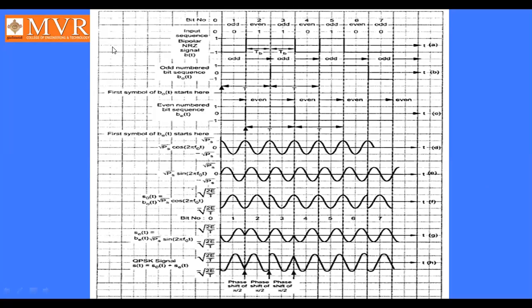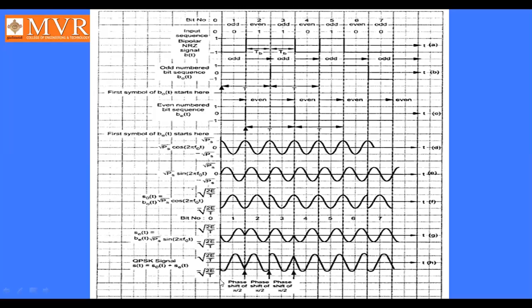And when these two signals are multiplied, the cos signal and sine signal are multiplied with the odd sequence and even sequence. So the sine signal is multiplied with the even sequence and the cos signal is multiplied with the odd sequence. Then we can get a signal like this. It involves 4 phase shifts: phase shift pi by 2, phase shift pi by 2, phase shift pi by 2. So here we are getting a 90 degrees phase shift.